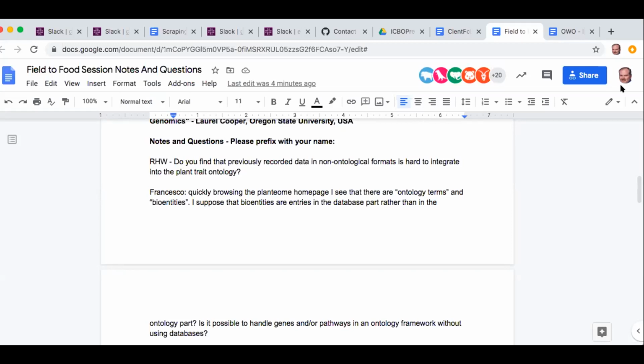Yep. The next question is for Laurel Cooper from Francesco. Quickly browsing the Pantheon homepage, I see that there are ontology terms and bioentities. I suppose that bioentities are entries in the database rather than the ontology part. Is it possible to handle genes and or pathways in an ontology framework without using databases?